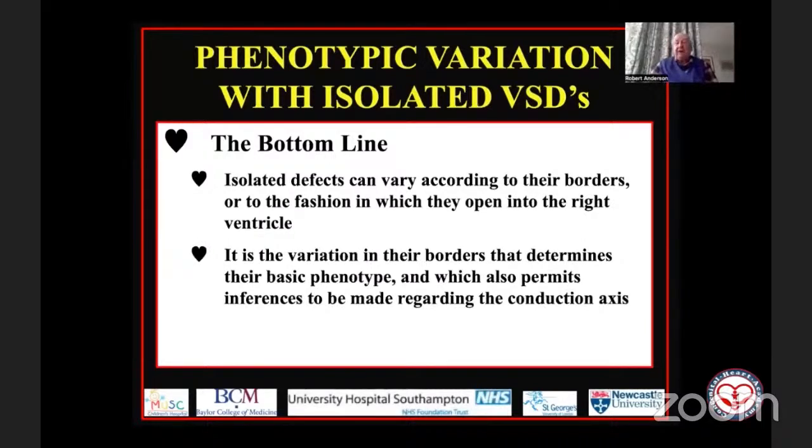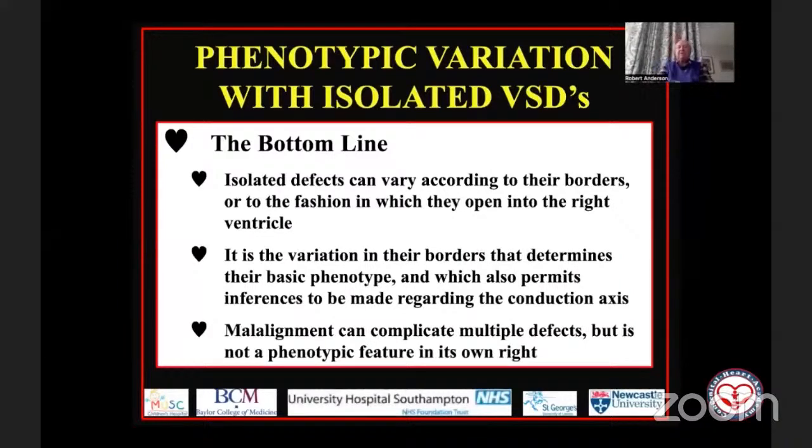However, it is the variation in their borders, hopefully by now that we've shown you, that determines the basic phenotype. And once you know the phenotype, you can then make inferences precisely to demonstrate the course of the atrioventricular conduction axis. But remember, there can be malalignment.